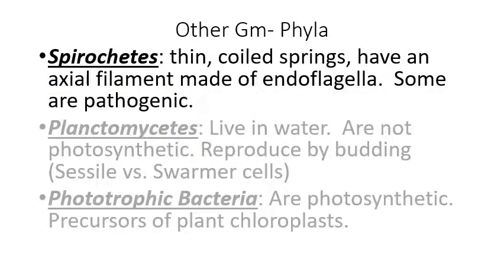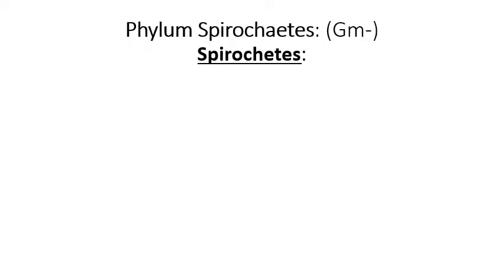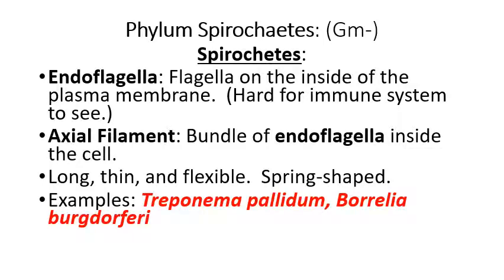Okay, so looking at the spirochetes, as I said, they have endoflagella. This is a plural, right? The endoflagella are a whole bunch of flagella that are kind of bound together. That bundle of endoflagella is referred to as an axial filament, which is inside the cell. So spirochetes are long and thin and flexible and shaped like a spring, or like a corkscrew that you use to take the cork out of a bottle. They look sort of like that.